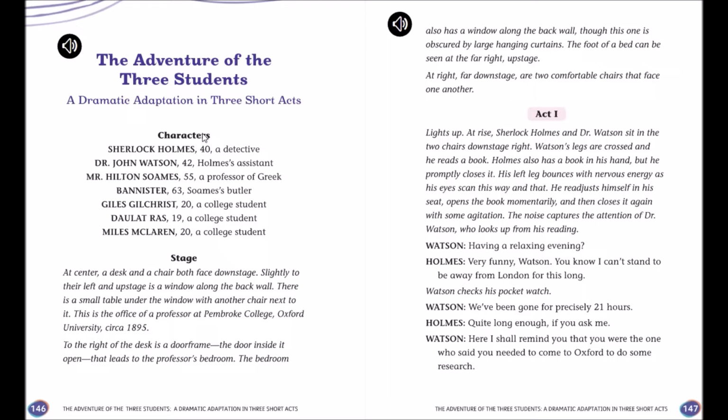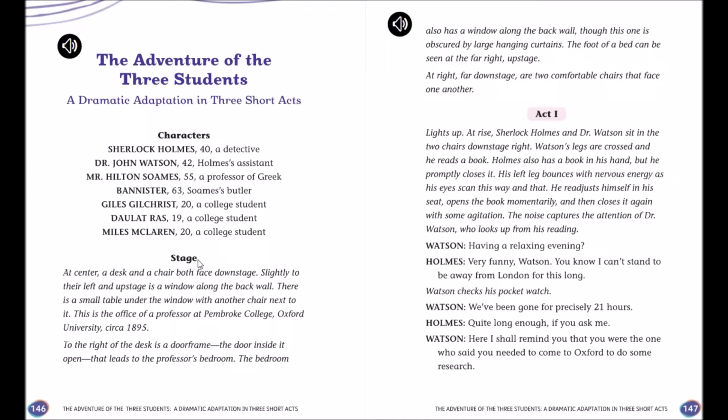So we'll start out by listing off the characters we'll see in this play. We've got Sherlock Holmes, of course, 40 years old, a detective. Dr. John Watson, 42, Holmes's assistant. Mr. Hilton Soames, age 55, a professor of Greek. Bannister, 63, Soames's butler. And the three students, as indicated in the title, are Giles Gilchrist, 20 years old, Daulat Ras, 19 years old, and Miles McLaren, 20 years old. So who are these three students and what do they have to do with a Sherlock Holmes case? Let's take a look and get started together with the story.